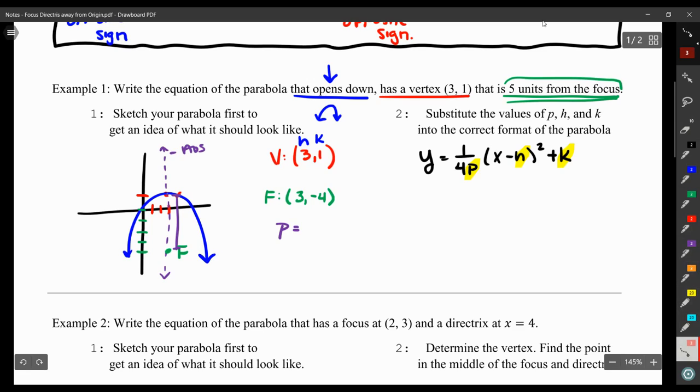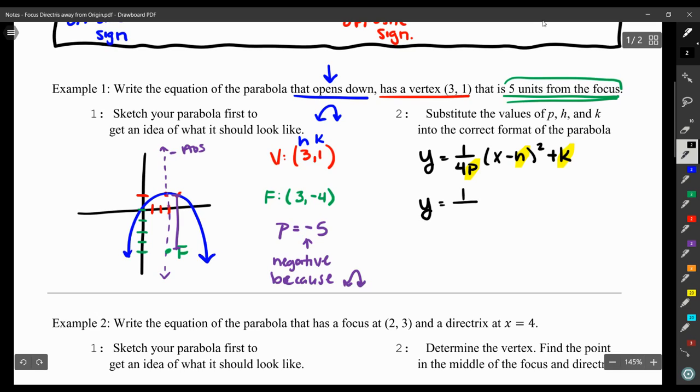And so if I count, the distance from my vertex to my focus is 1, 2, 3, 4, 5. Now it's actually going to be a -5, and the reason why it's negative is because the parabola opens downward. Upside down means a negative value of p. Now I have everything that I need. So we're going to substitute our values.